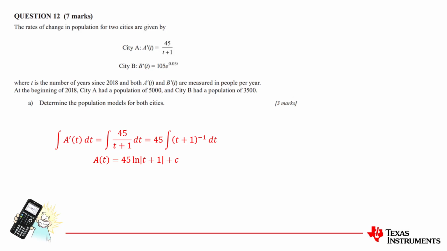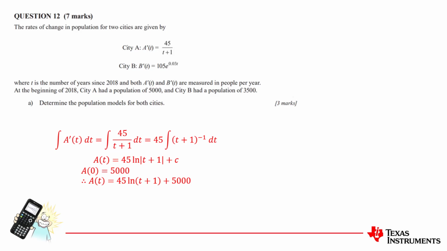So we know that at the start, when time is 0, our initial population was 5,000. Therefore, that C value is going to be 5,000 on there, because when time was 0, we had that population of 5,000. When you sub in 0 into a log, that becomes log of 1, and log of 1 is equal to 0. So we have to add on that 5,000 to make that up to the initial amount.